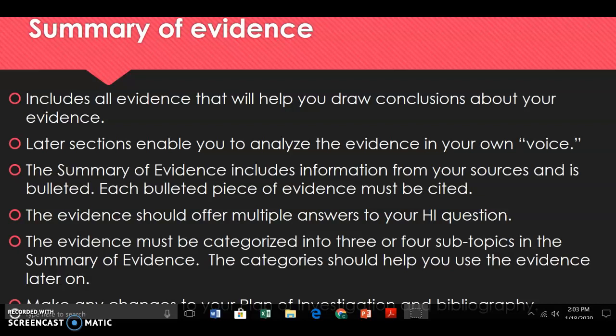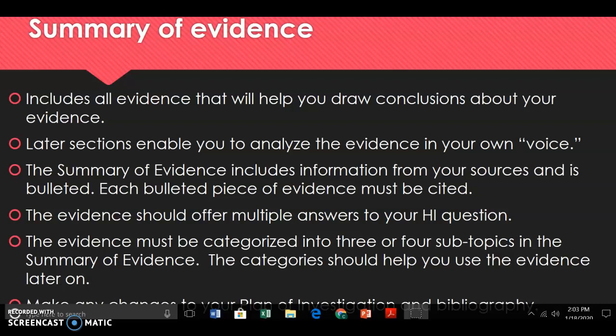If you later want to discuss the question about the Crusades, you have to draw on certain evidence that has to be in your summary of evidence, okay? So you might later on add or take away evidence from your summary of evidence, okay? But it's like the box of evidence that all of your later conclusions come from, okay?